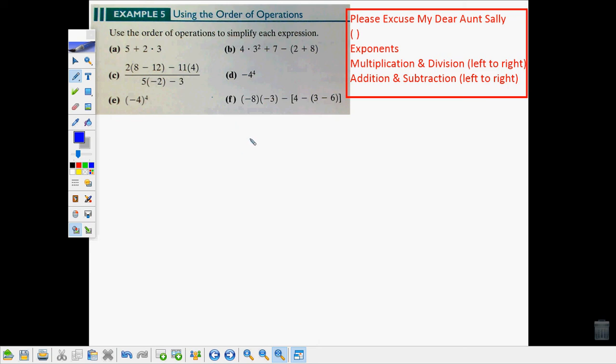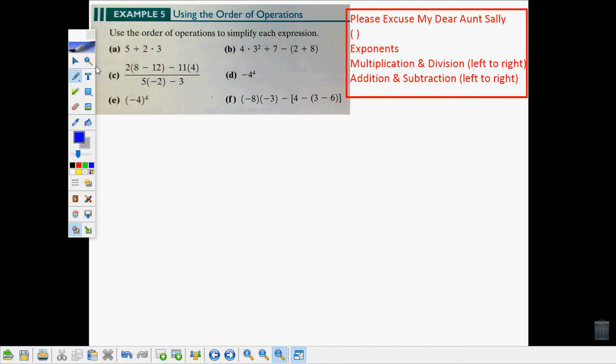The next thing we're going to look at is order of operations. You probably learned the rhyme, please excuse my dear Aunt Sally. The first step is parentheses. The second step is exponents. That's what the E stands for. Step 3 is multiplication and division from left to right. You do them at the same time. And step 4 is addition and subtraction from left to right.